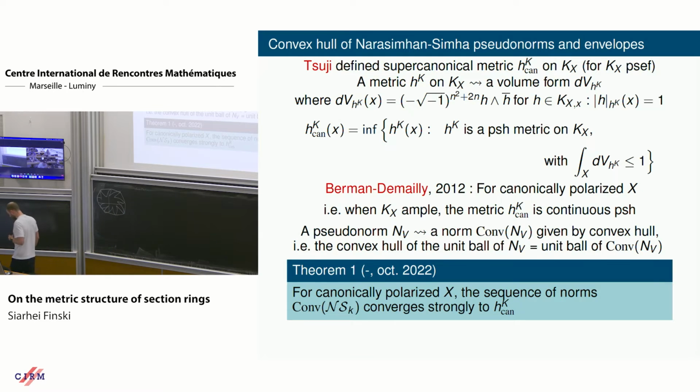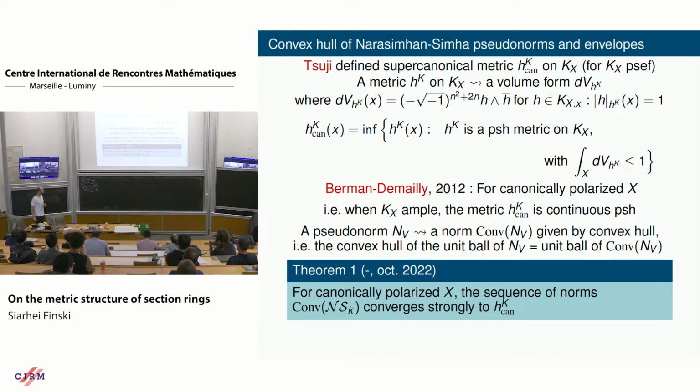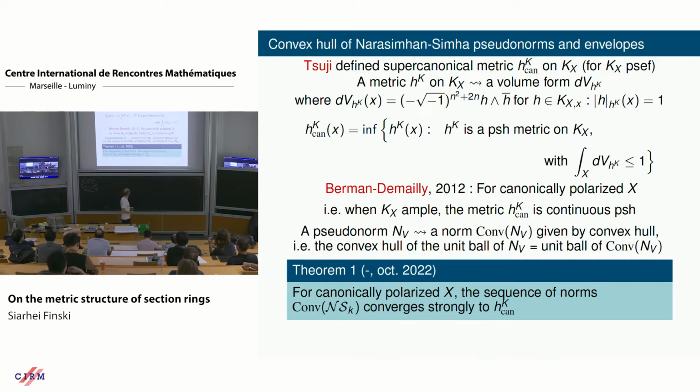The first result I proved says that if you fix a canonically polarized manifold, in other words, if the canonical class is ample, then the sequence of norms given by the convex hulls of Narasimhan-Simha pseudonorms converges strongly to the supercanonical metric of Tsuji. In other words, this sequence of pseudonorms recovers the metric structure of our manifold, even though in the very definition of it, there was no metric at all.